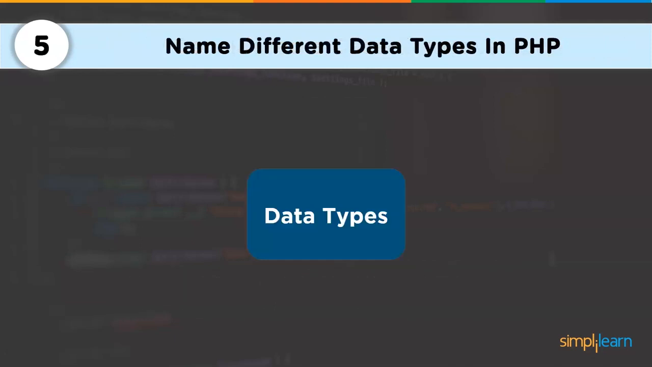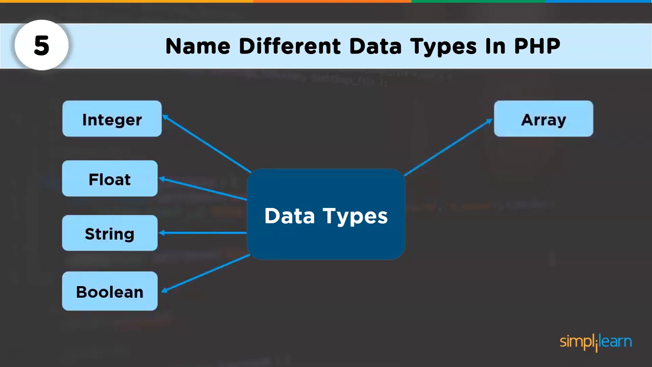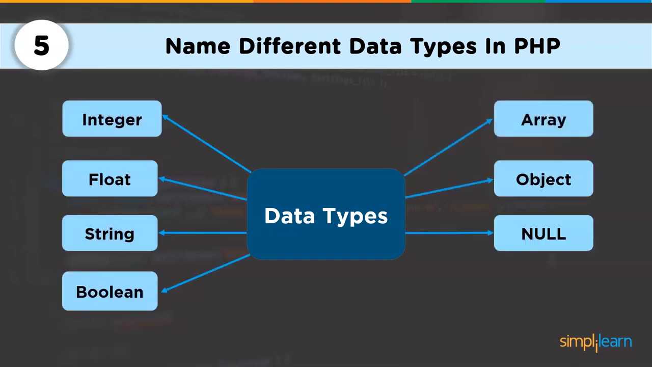Next, name different types of data types in PHP. So different data types in PHP include integer, float, string, boolean, array, object, null, and finally resource. So there are a total of 8 different data types that exist in PHP.